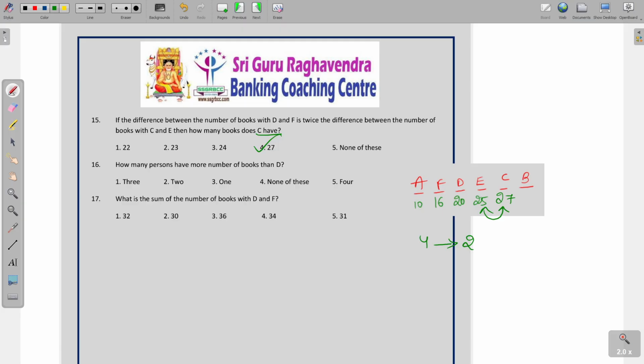Next, how many persons have more books than D? 1, 2 and 3, so 3. What is the sum of the books of D and F? D has 20 and F has 16, 20 plus 16, so 36 is the answer.